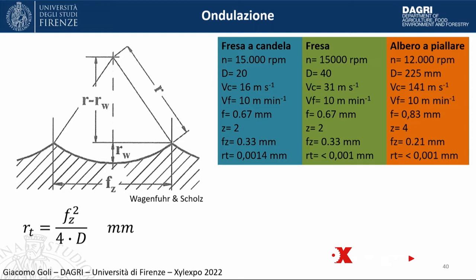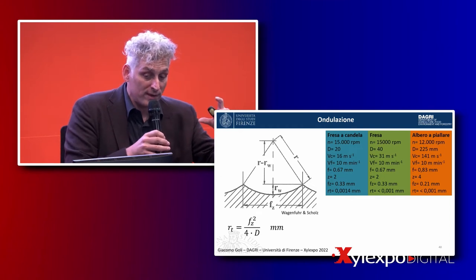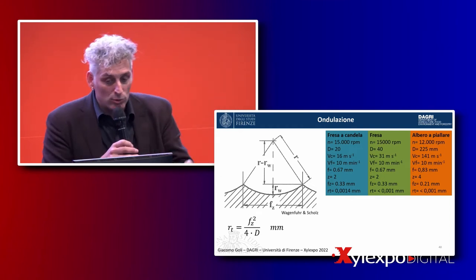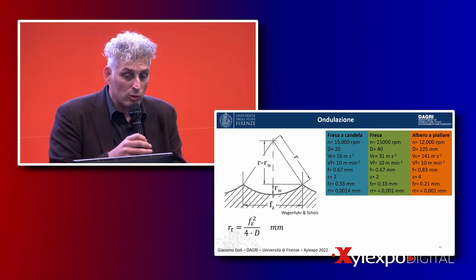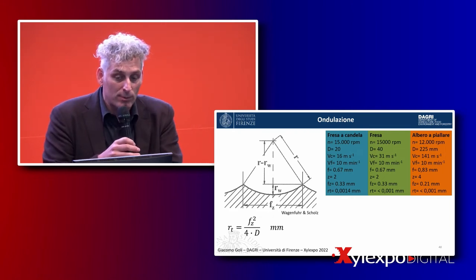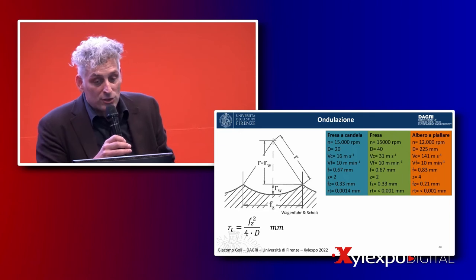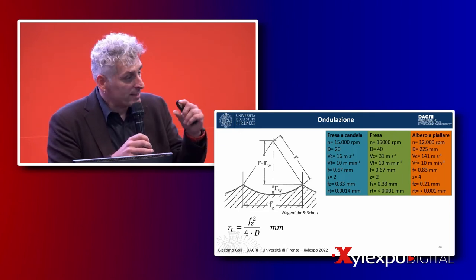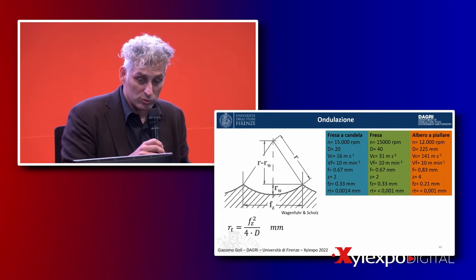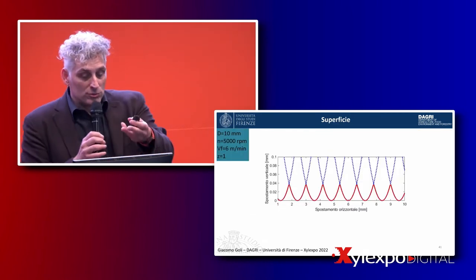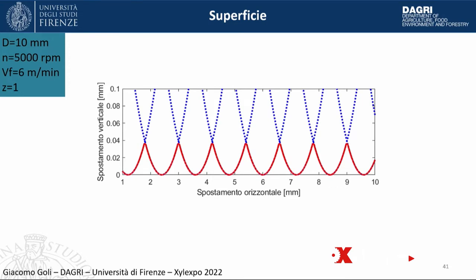Another key factor is how tall the crests are compared to the lower plane. In my drawing it is RW, the waves, the height between the bottom part and the upper part. This is another easy to calculate parameter. If this parameter is below 1 micron, as in the case of the cutter and the blade, you can barely see it. Whereas if you have the end mill cutter and RW is higher than 1 micron, then you can start appreciating and seeing these crests.